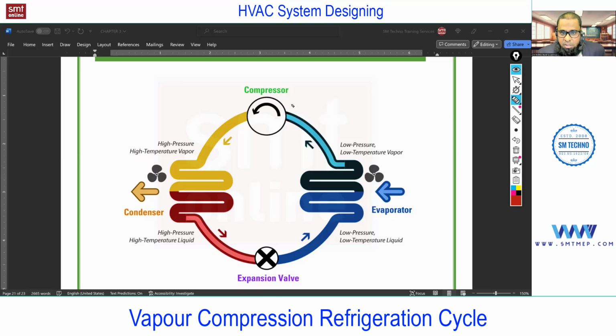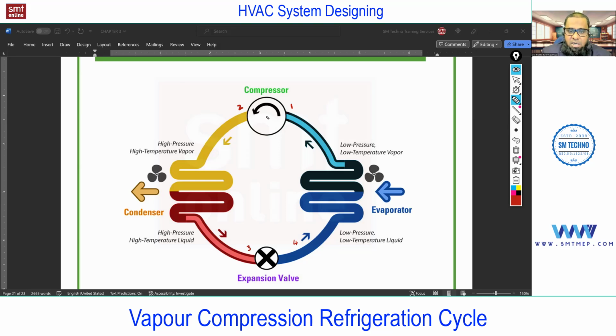You see, I'm considering this point as 1 and this as 2, and before expansion I'm marking this as 3. After expansion I'm considering this as 4, then again 4 to 1. So the cycle is: 1 to 2 is one process, 2 to 3 is a process, 3 to 4 also a process, and 4 to 1 also a process. With respect to these points we'll discuss, and it's very easy.